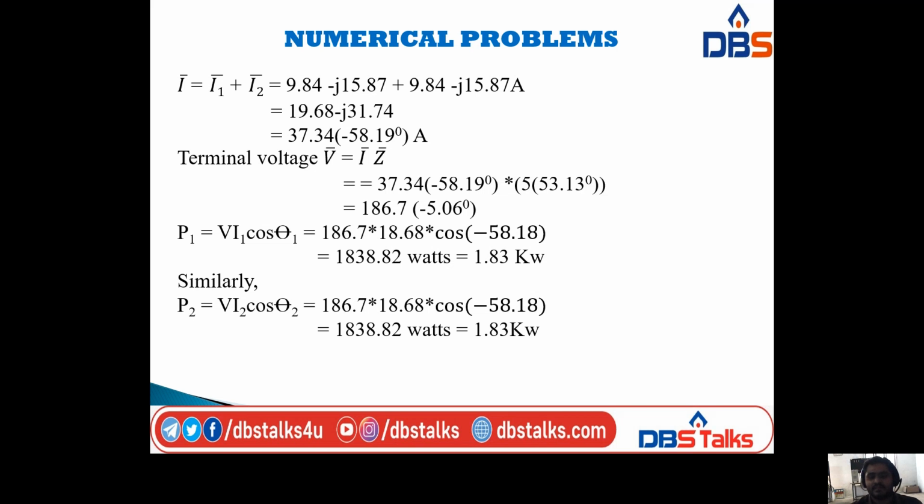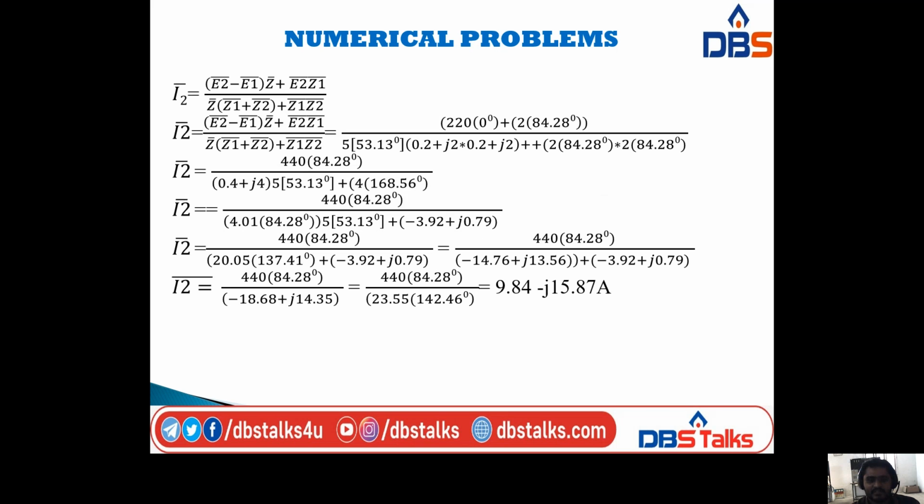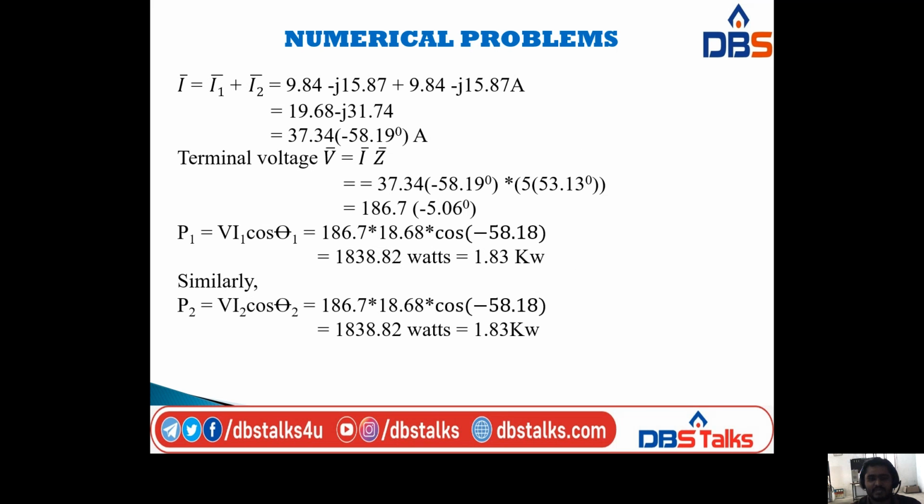And next, we have to calculate the power for both alternators, that is P1 is equal to V into I1 cos phi 1. So in the problem, we calculated the V value, that is 186.7, into the I1 value 9.84, into cos of phi 1 value, that is minus 58.18. Please substitute here, and finally we have 188.82 watts, that is 1.83 kilowatts. So for the I1 value, after computing this one, we have the angle minus 58.18.